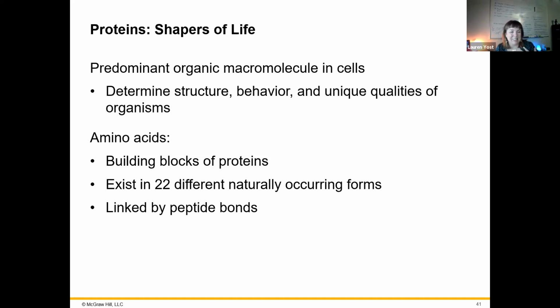So these are all linked together by what are called peptide bonds. Those are going to be bonds between that amino group, which was the NH2 group, and remember that carboxyl group, or carboxylic acid group, that makes it an amino acid. When those two link across to the next one, that bond there is the peptide bond. And so it's just that repeating over and over and over again.